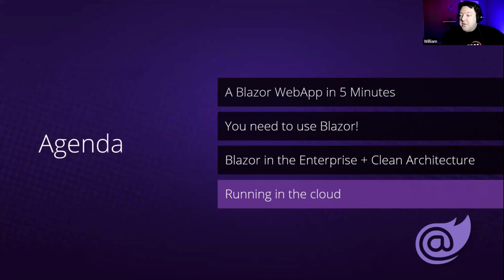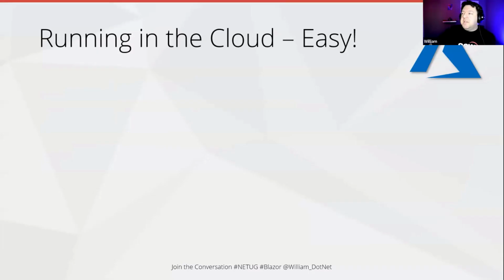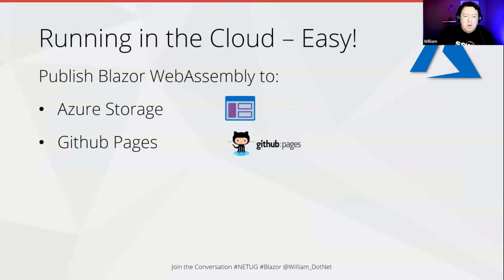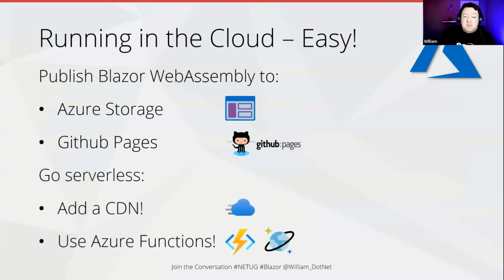Now, finally, just to run our application, the code, very easy. It's a static web app, and we can host that on Azure Storage or GitHub Pages. Nice and simple. It's just render the HTML, publish your application, copy it over, and it should be pretty much available to go straight away. If you want to go fully serverless, you can add a CDN, get your application nice and close to all your users, and if you really need to use an API or a backend, go with Azure Functions.